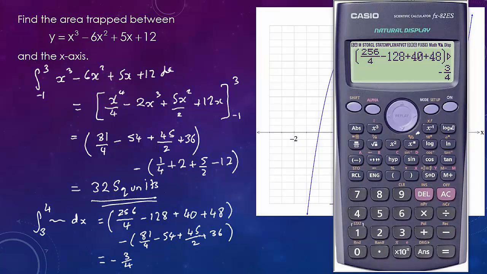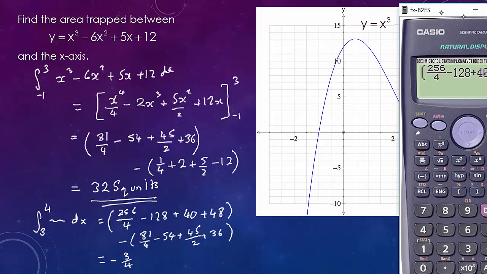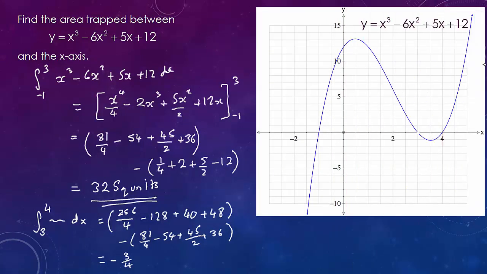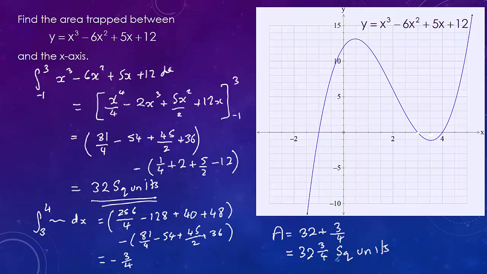Now, clearly the negative from all we've discussed just simply denotes the fact that this area is below the axis. So our total area is going to be 32 add 3/4. Yeah, the area itself must be positive. So we've got 32 3/4 square units. I'd probably prefer to give that as an improper fraction, but for now I'm just going to leave it there.